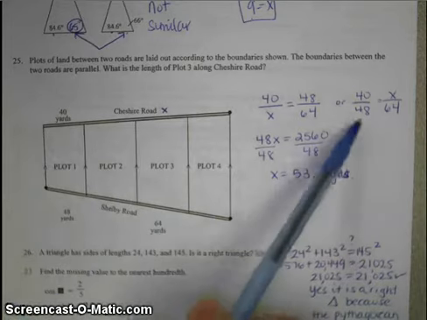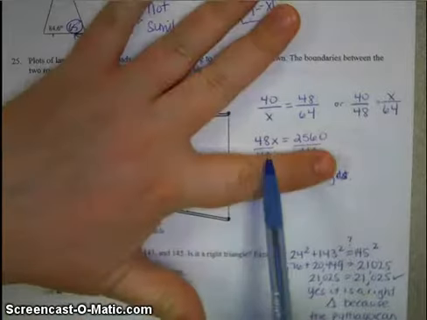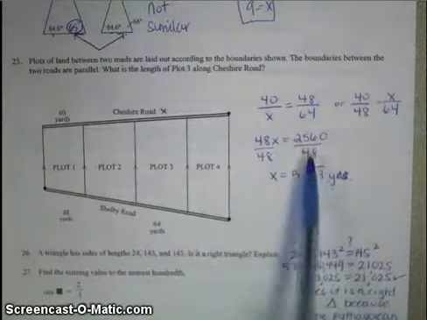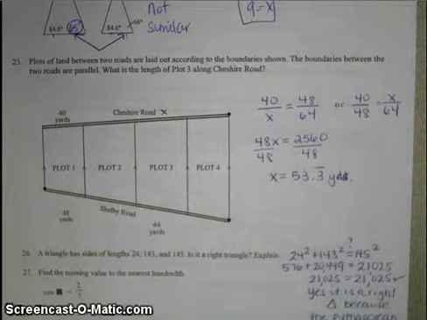Regardless of which way you set that up, when you cross multiply, you're going to get the exact same thing. 48x is equal to 2,560. We'll divide both sides by 48 and we get 53.3 yards. All right.